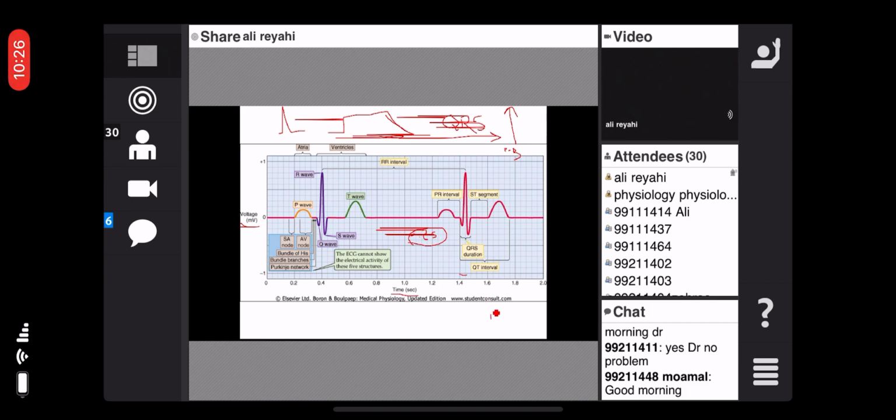Each small square is equal to 0.04 seconds, and 5 small squares is equal to 0.2 seconds, and vertically to 0.2 millivolts, as you see here. 1 second is 5 large squares, and each 5 small squares is 0.2 seconds. Again, it is equal to 1 small square at 0.04 seconds.